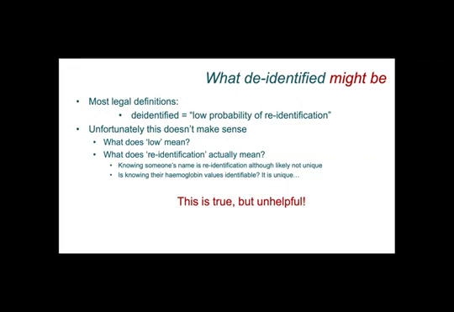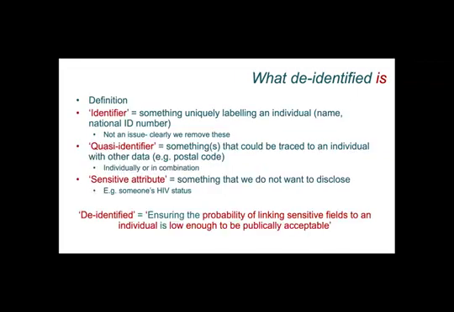What it might mean, most countries that define this have a legal definition which says something along the lines of de-identified means a low probability of re-identification. Now, that's very nice, but unfortunately it doesn't make a lot of sense because it leads to two questions. First of all, what do I mean by low? And secondly, what do I mean by re-identification? So this is all true, but it's not actually helpful.